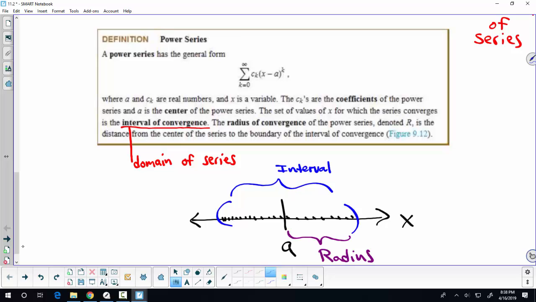I guess the connection is not expected, but it's worth pointing out. It doesn't matter what value of x you plug in here, e to the 25th, that's the sum of 25 to the k over k factorial. These inputs match. So in other words, that series is e to the x for any value of x we choose.